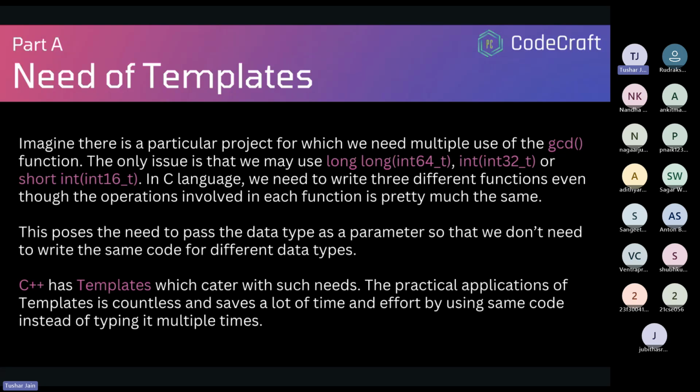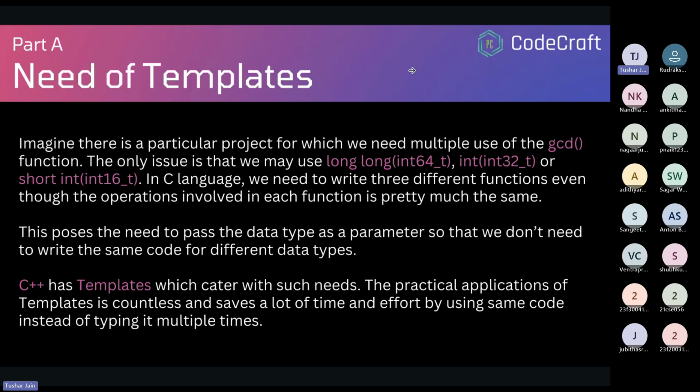We might need a GCD function for long, which is int 64, normal int, which is int 32, and short int, which is int 16. So there are 3 types of integers, and we might need GCD for all these 3 data types. If we define them separately, then we have to write a similar type of code 3 times, which is not very efficient, considering that in this particular case we have to write it only 3 times. In some cases, we might have to write it 10 times or 12 times or even more.